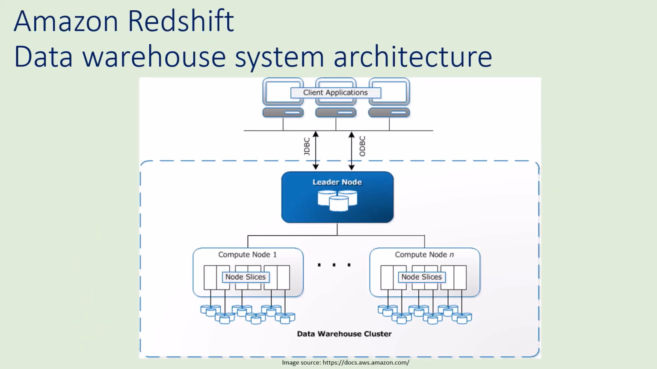Now, let's discuss the architecture of Amazon Redshift. This is data warehouse system architecture. This is client application connected with leader node, and that is further connected to compute nodes. And we will discuss everything in very great detail, so no need to worry about architecture.